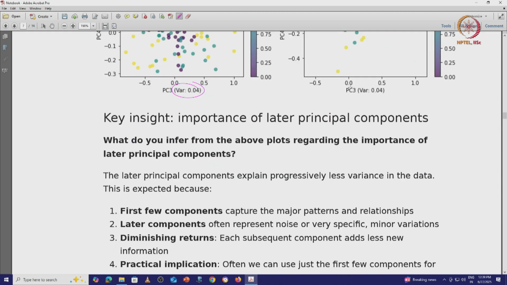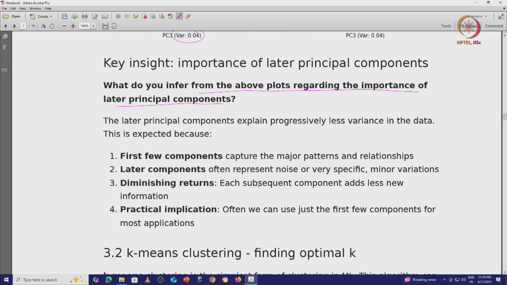So the key insight from the above plots regarding the importance of the later principal components is that the later components explain progressively less variance in the data, because the first few components capture the major patterns and relationships. The later components, on the other hand, can often represent noise or only minor variations which may not be very interesting or useful in some cases. In other cases it may be important.